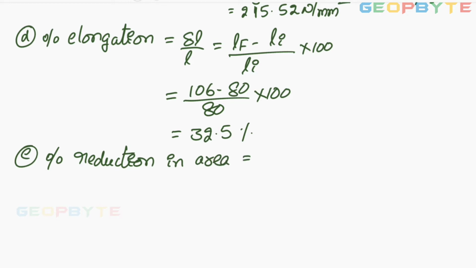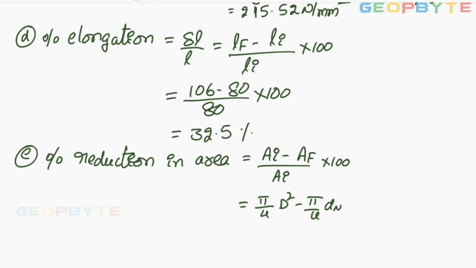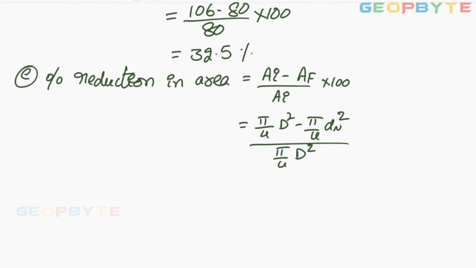Percentage reduction in area equals initial area minus final area divided by initial area, into 100. Here, initial area is pi by 4 into initial diameter square, minus pi by 4 into neck diameter d suffix n whole square, divided by pi by 4 into square of the initial diameter. Pi by 4 is cancelled. It is D square minus neck diameter whole square divided by square of the original diameter, into 100 for getting it in percentage.